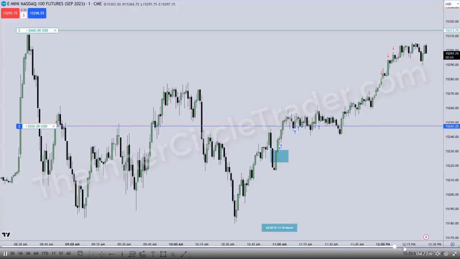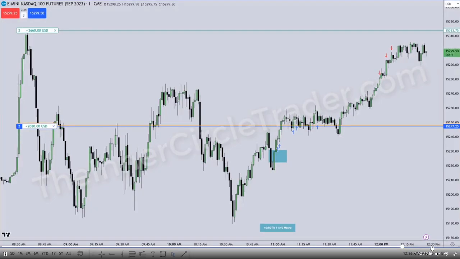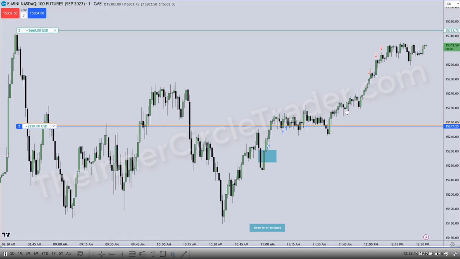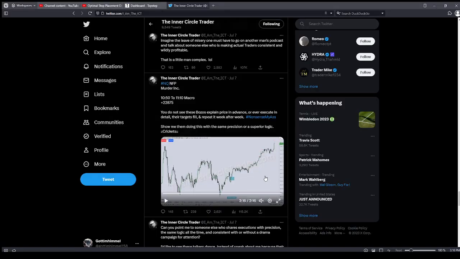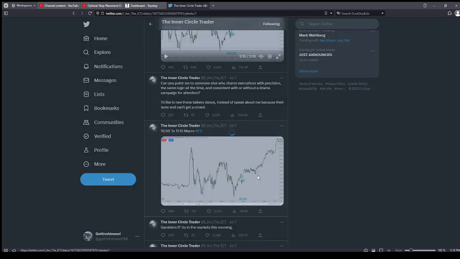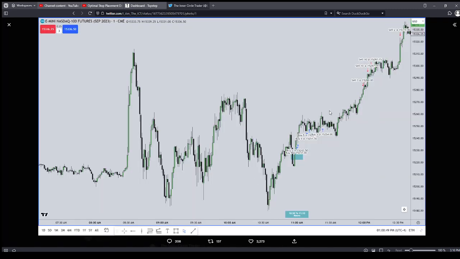I'm just going to go ahead and skip ahead. You can see he's got only two contracts left. He didn't trail a stop up for the last two contracts. And then there was the final delivery. So that was July the 7th. July the 7th chart. Show that.